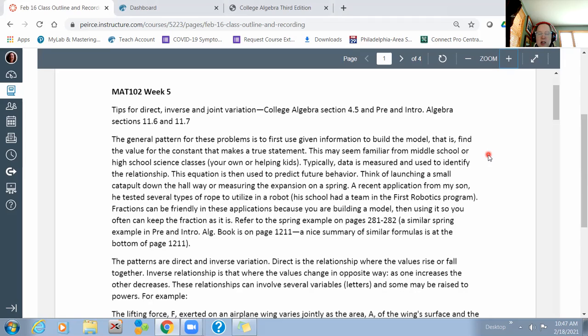The airplane wing surface area and other information about the weight of the plane and things of that nature have to do with the lift for an airplane. All of these situations, force of gravity, all of these situations are common and are included in both textbooks.